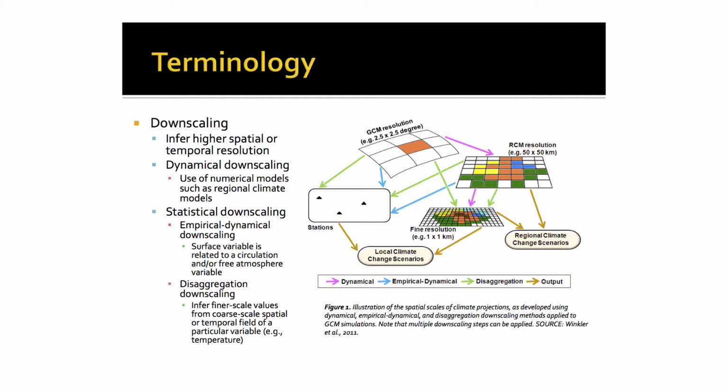So this shows the idea here that we have a large scale GCM resolution. If we do dynamic downscaling, we go to a finer resolution. We can use empirical downscaling to get to a station level. We can do hybrid, where we go dynamic and then apply an empirical step, but the end results are local climate change scenarios that we then use in impact assessment.